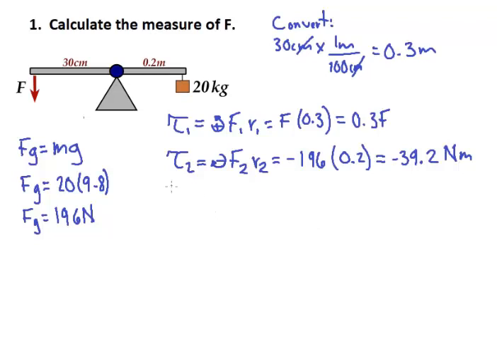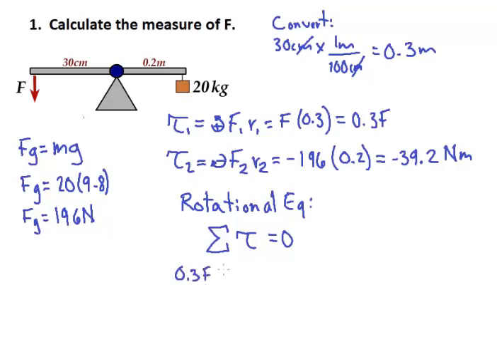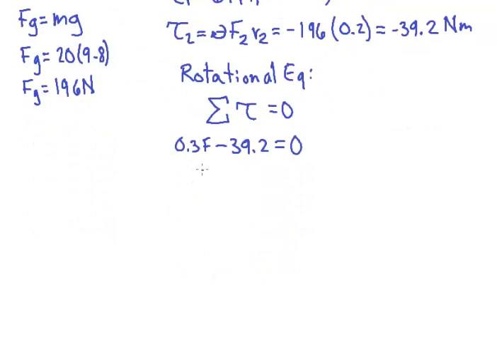What am I going to do next? Well, I'm going to analyze with the rotational equilibrium formula. So I'll write rotational equilibrium. I know that means the sum of all torques must be 0. So I'll add all of the torques. In this case, it will be 0.3 F plus negative, which means minus 39.2 newton-meters. That will be equal to 0. I can easily find an answer in here by just moving the 39.2 to the other side, and then I pass to divide 0.3.